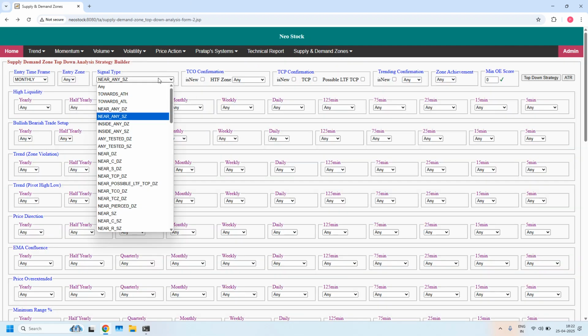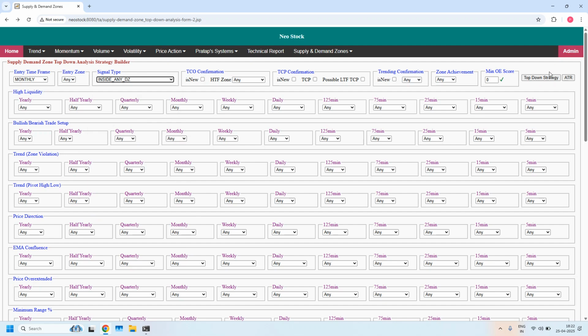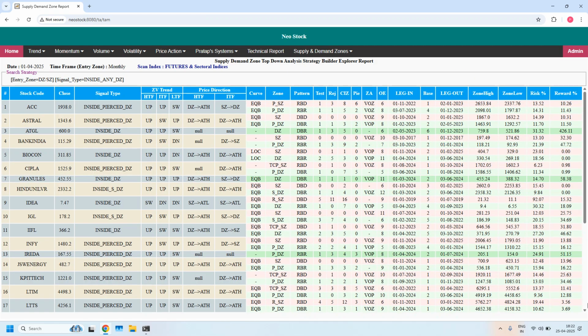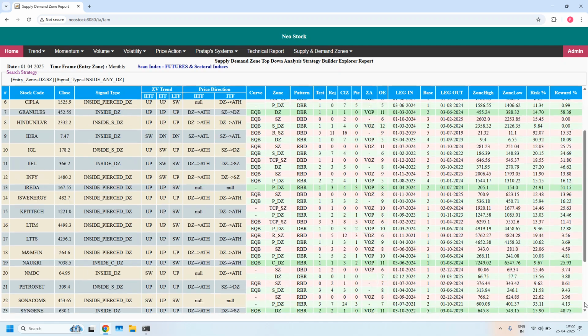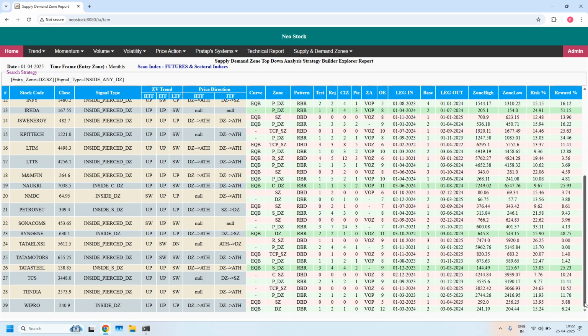Next, price closed inside the monthly demand zone, first 17 stocks on the list. Scrolling the list down, total 29 stocks are filtered. We can further filter this list based on monthly demand zones having monthly EMA confluence.